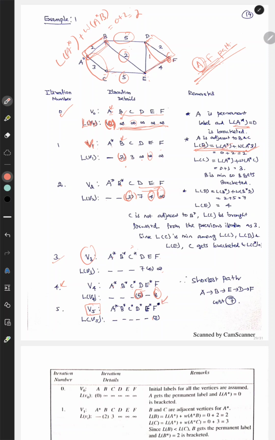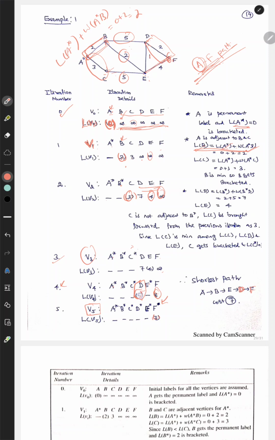Now what you do is you trace back to get the shortest path, you trace back the vertices which received the permanent label in the previous stages. Okay, so F received the permanent label because of this value 7. That value 7 came in the previous stage, it was 8, now it is 7. So this 7 came because of the vertex that became permanent in the last stage, it is D. So D should be the vertex that is preceding your F.